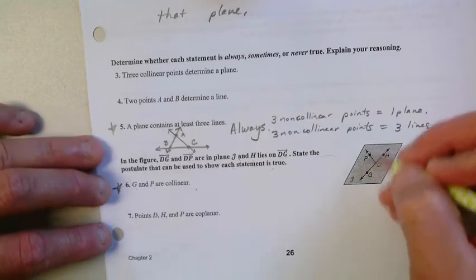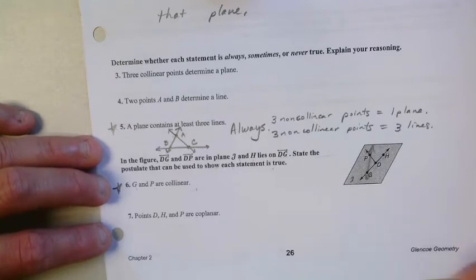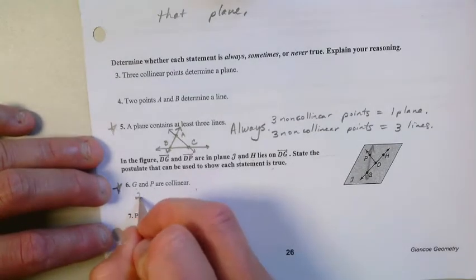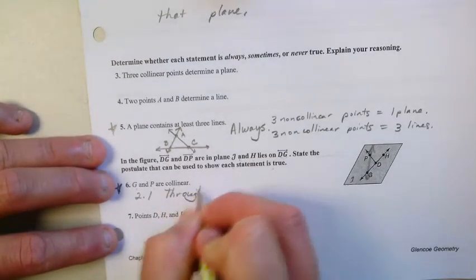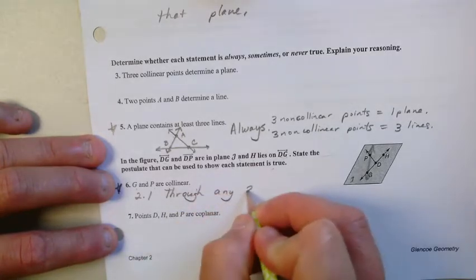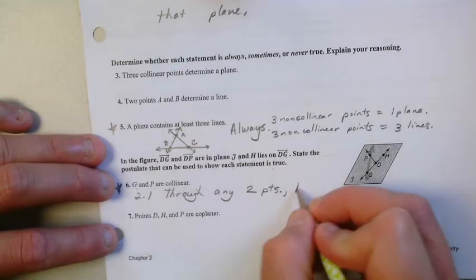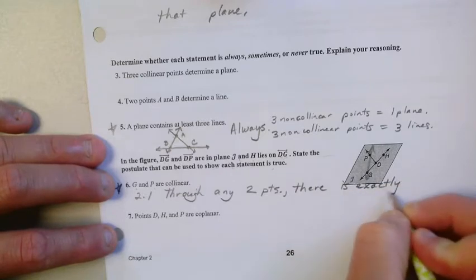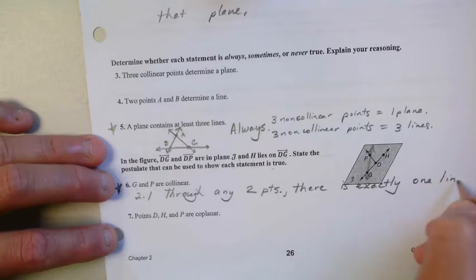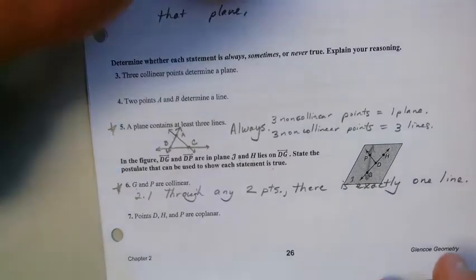Now there's no line there, but between any 2 points there is exactly one line. So there could be. Okay, there isn't one right now, but there can be. So I'm going to probably do 2.1: through any 2 points, there is exactly one line. Okay? All right.